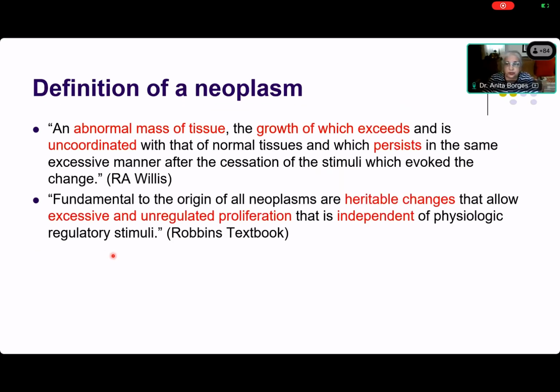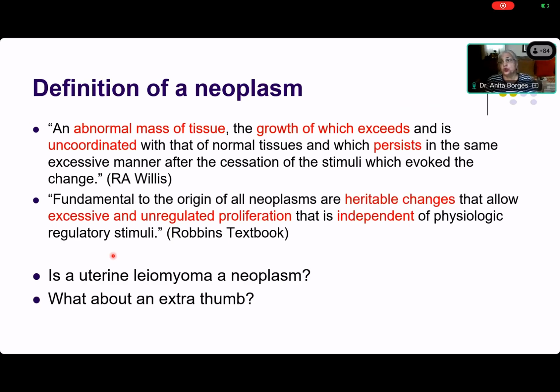And then we looked at the definition of a neoplasm, and we found that there were many exceptions to the rule in this definition of a neoplasm. We discussed this at length, that a uterine leiomyoma, according to this definition, is not a neoplasm because it is not independent of physiological regulatory stimuli. Okay, what about an extra thumb? It is abnormal, its growth should not have been there, it is uncoordinated with that of normal tissue, and it certainly persists.